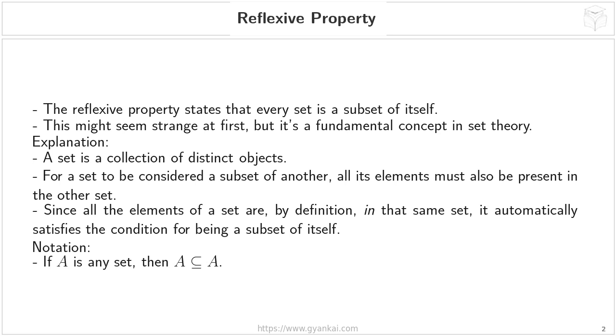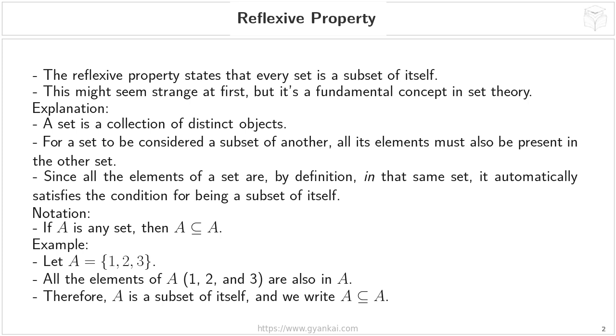We use a special notation to represent this. It says, if A is any set, then A is a subset of A. Now, when you see that symbol, the subset symbol which looks like a contained within symbol, it means is a subset of. So we write it as A ⊆ A, or A contained within A.